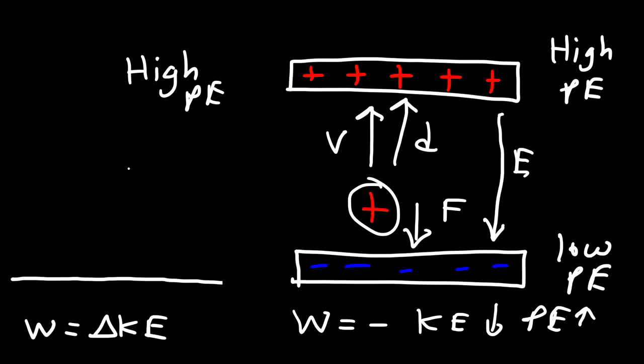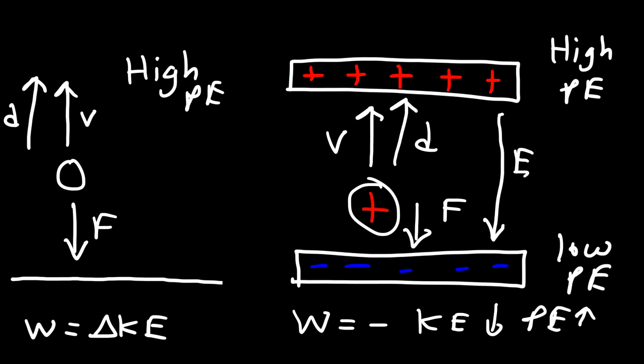Actually, let me draw it here. So let's say the ball is going up. It has an initial upward velocity. Gravity is still acting as the force to bring it down. Now the ball, because it's moving up, has an upward displacement vector. Because these two are opposite to each other, the work done on this ball is negative.